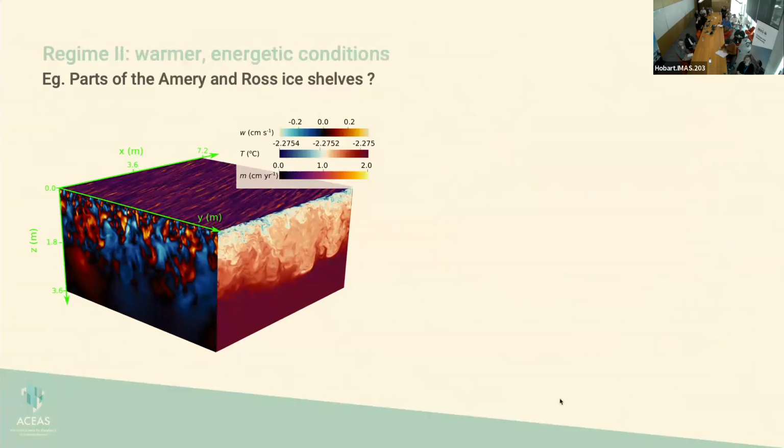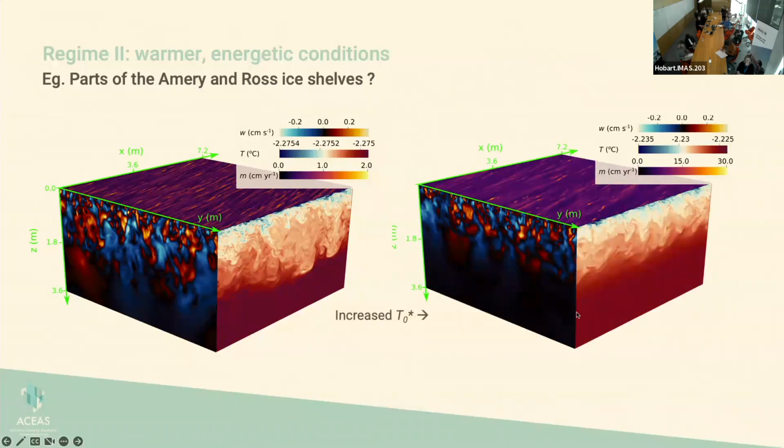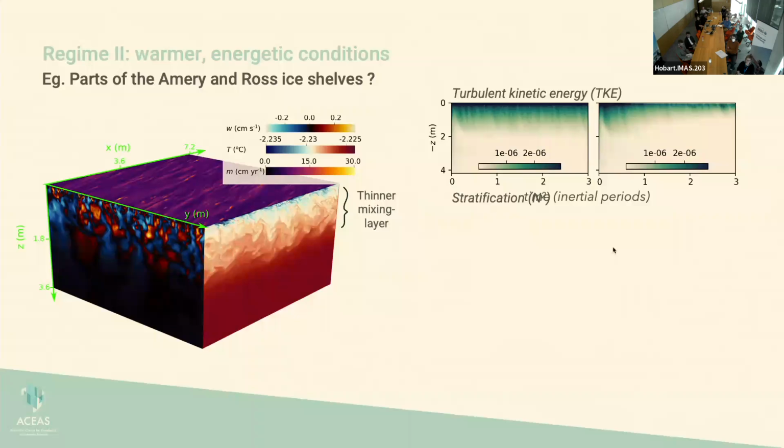All right, but we want to try and understand warmer and more energetic conditions. Warmer conditions, but still situations that are relatively energetic. So in order to look at this, we started ramping up the temperature. The only thing that we change between these two experiments is increasing the temperature, so the flow speed is the same. We find that overall we get a thinner mixing layer and the turbulence is less intense within our boundary layer. This is something that we wanted to try and quantify.